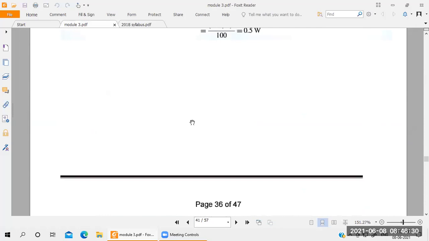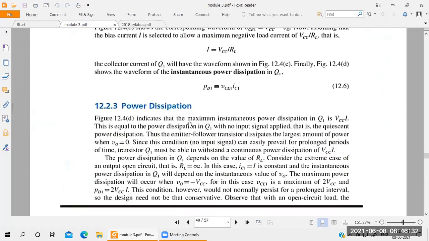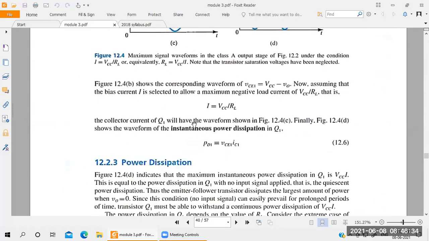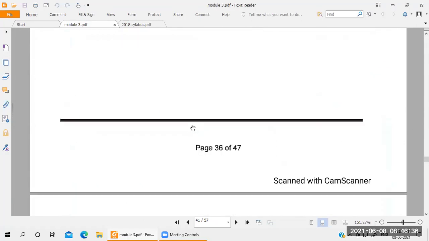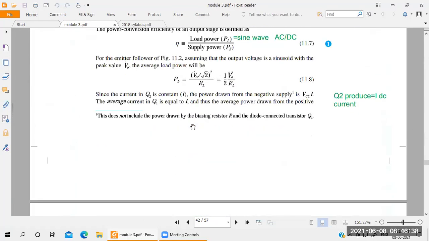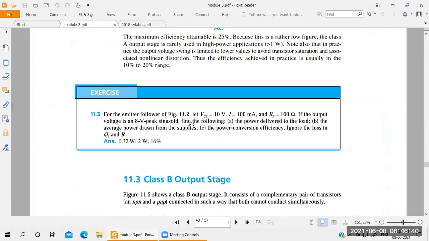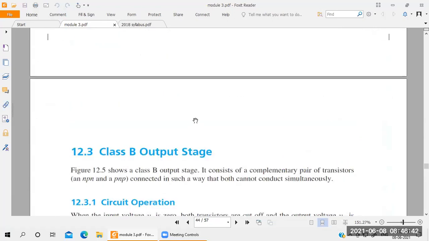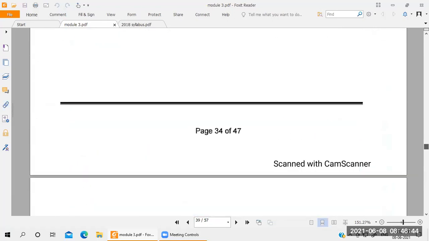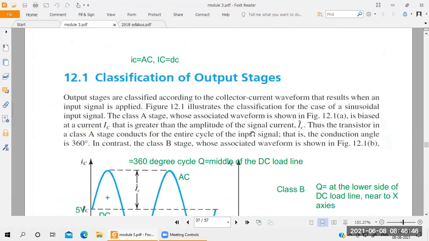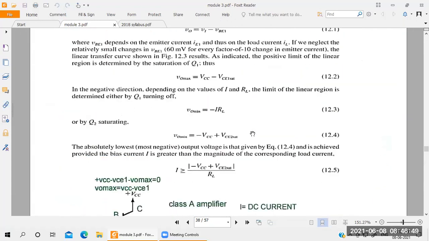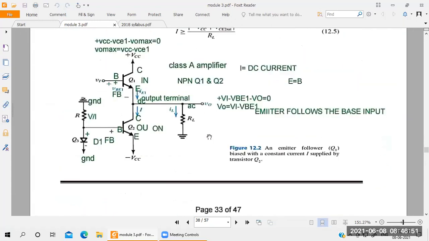So first, take the class A amplifier circuit diagram here. What is the efficiency of the class A amplifier here? Do you know that one? Take the circuit diagram here. This is the class A amplifier circuit diagram.